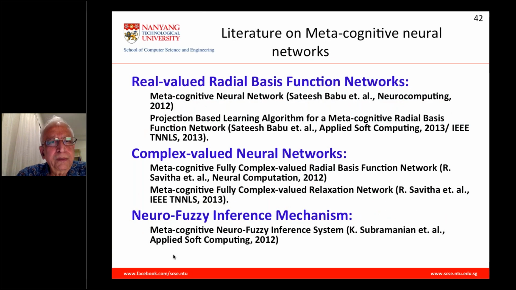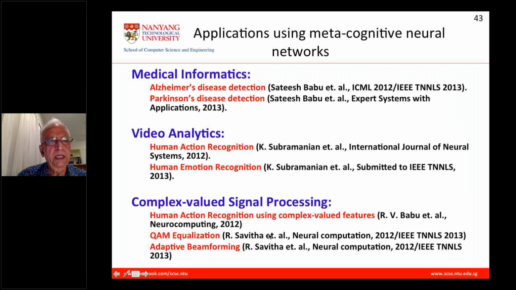I want to close. I said we have done it for real valued signals, right? This is the real valued. These are the papers I already gave. We have extended this to complex values where signals are complex, correct? And for neurofuzzy systems also. And in medical informatics, I said AD, we have done Parkinson, we have done autism, we have done ADHD.